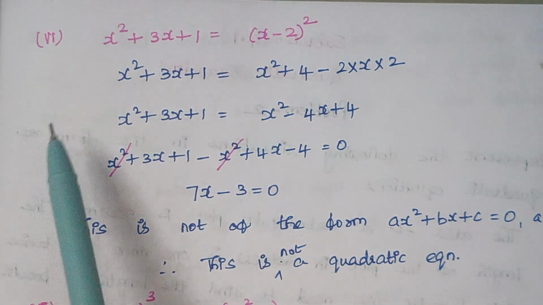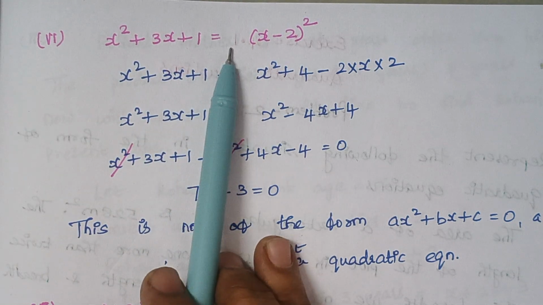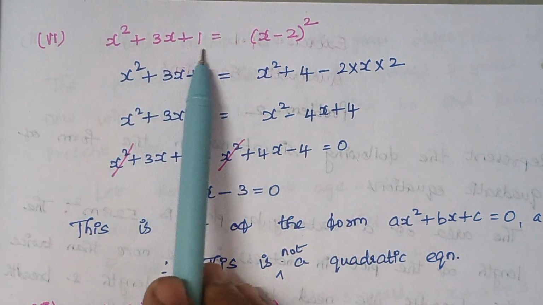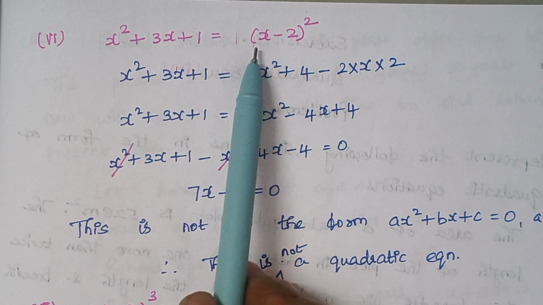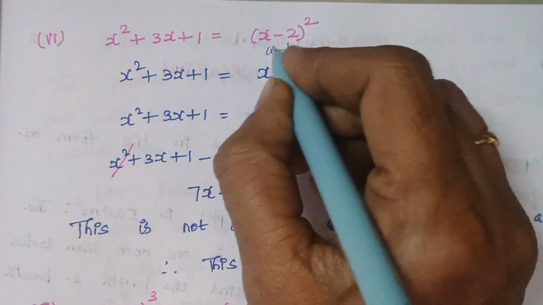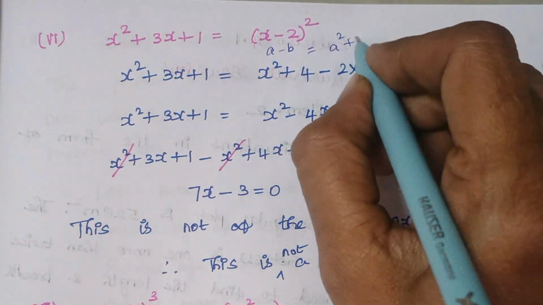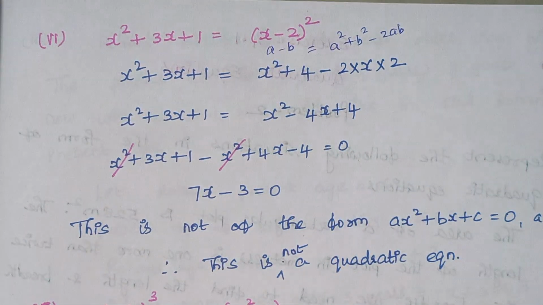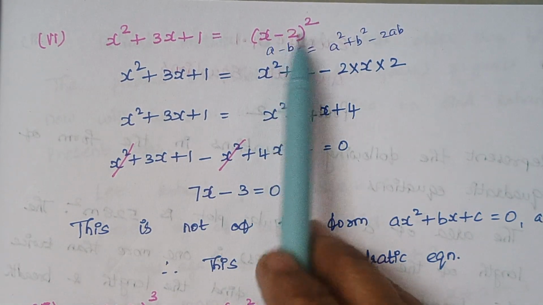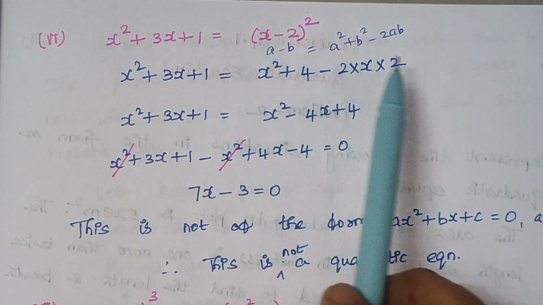The next one is question number 6. Here the question is x square plus 3x plus 1 is equal to (x - 2) the whole square. On the left hand side we have a quadratic expression, but on the right hand side we have terms of the format (a - b) the whole square. We can expand this by using the formula a square plus b square minus 2ab. In the place of a we have x, therefore x square, and in the place of b I have 2, so 2 square is 4, and minus 2ab, therefore minus 2 into x into 2.